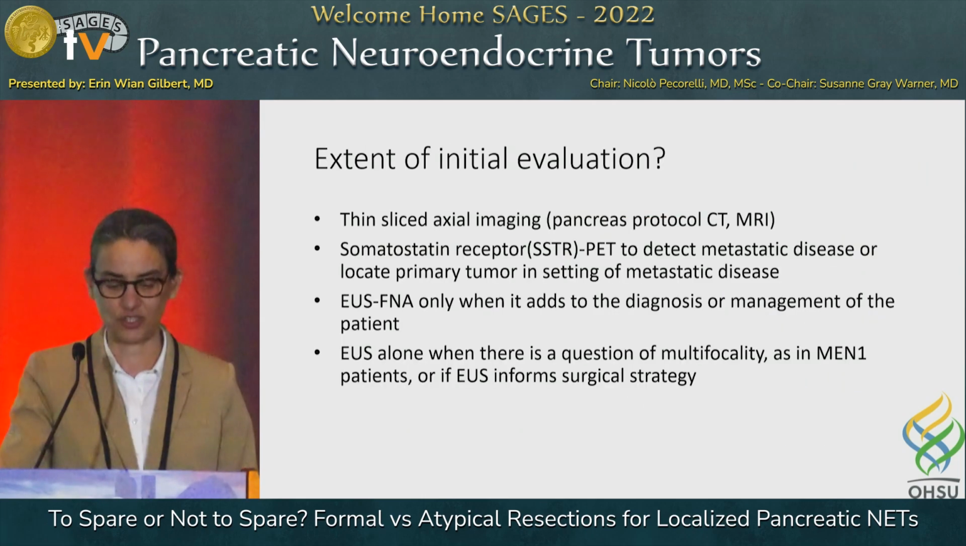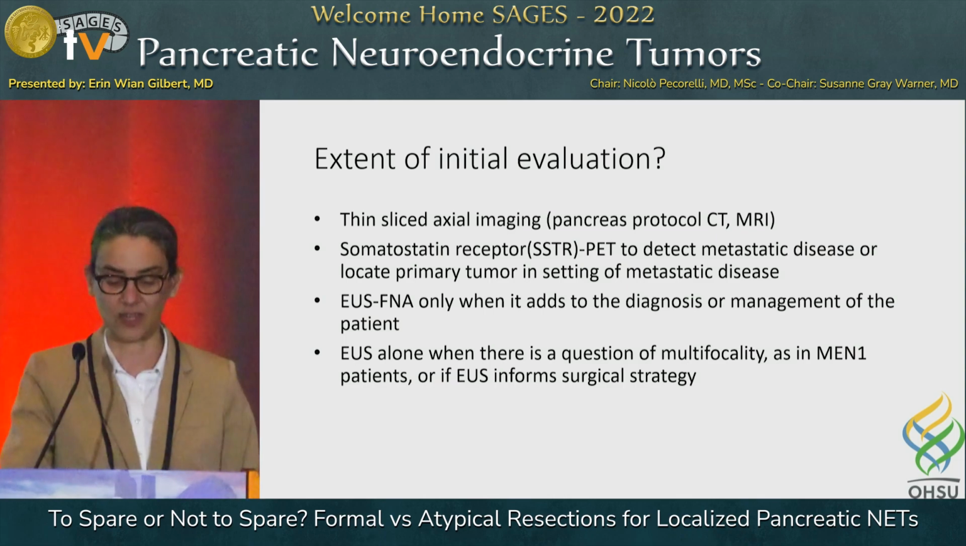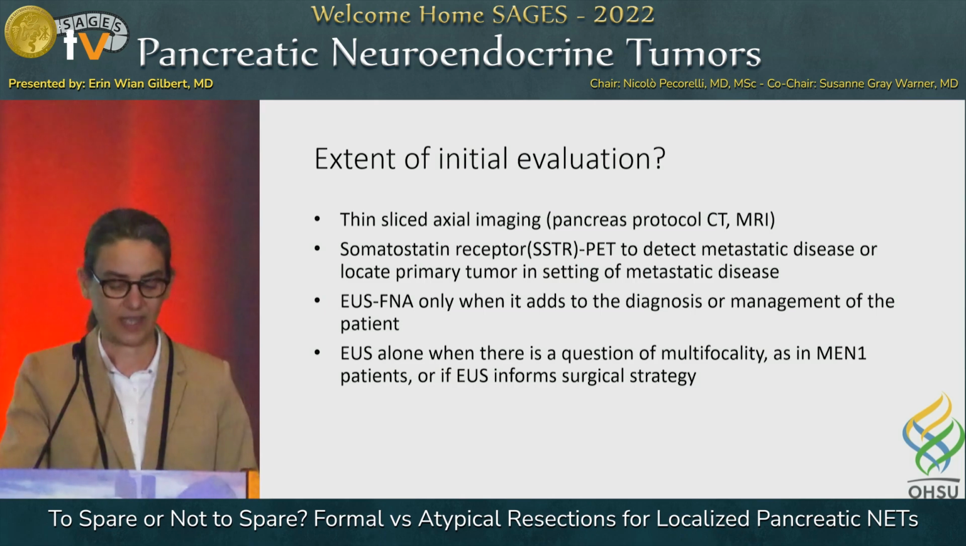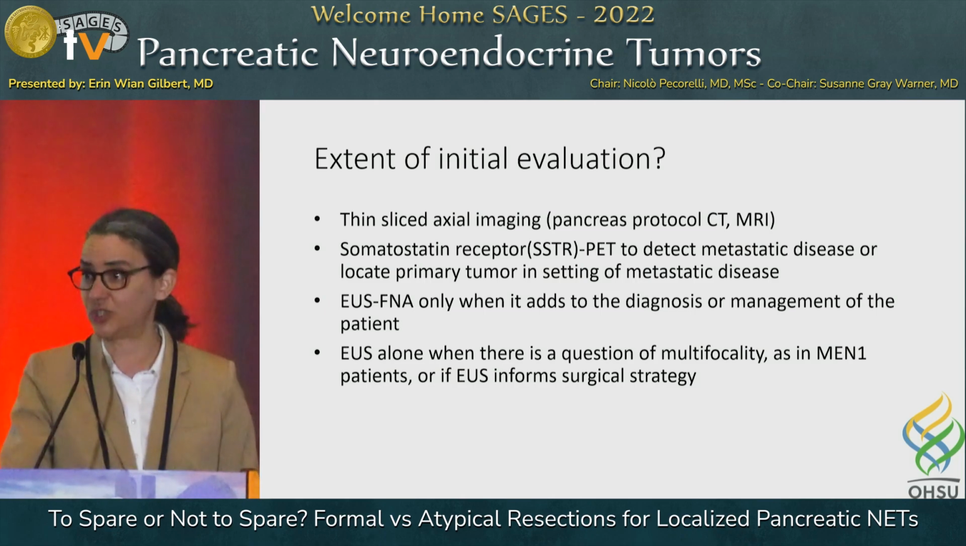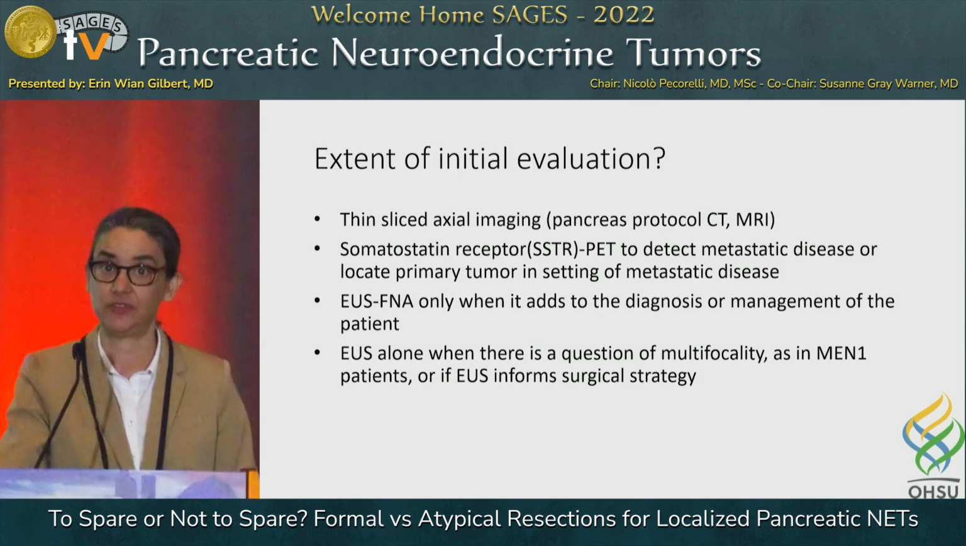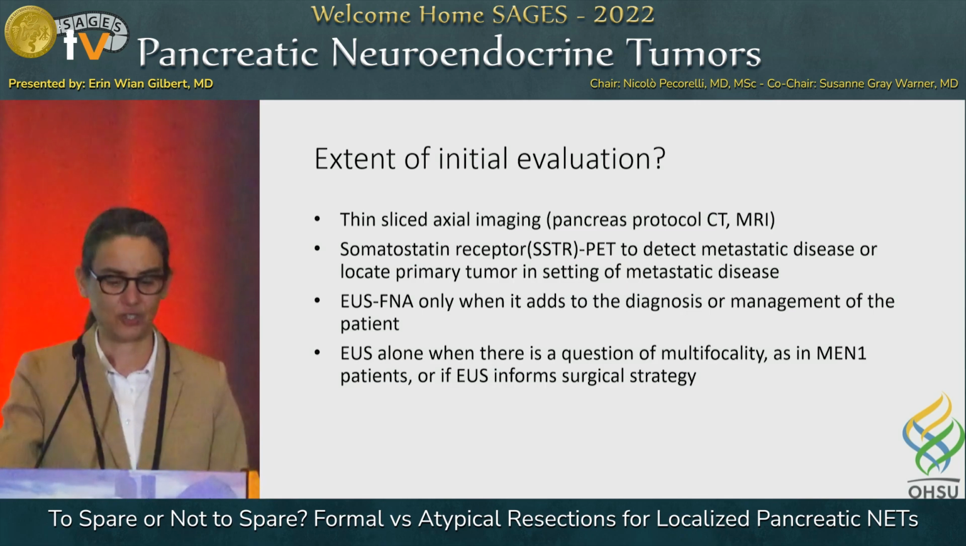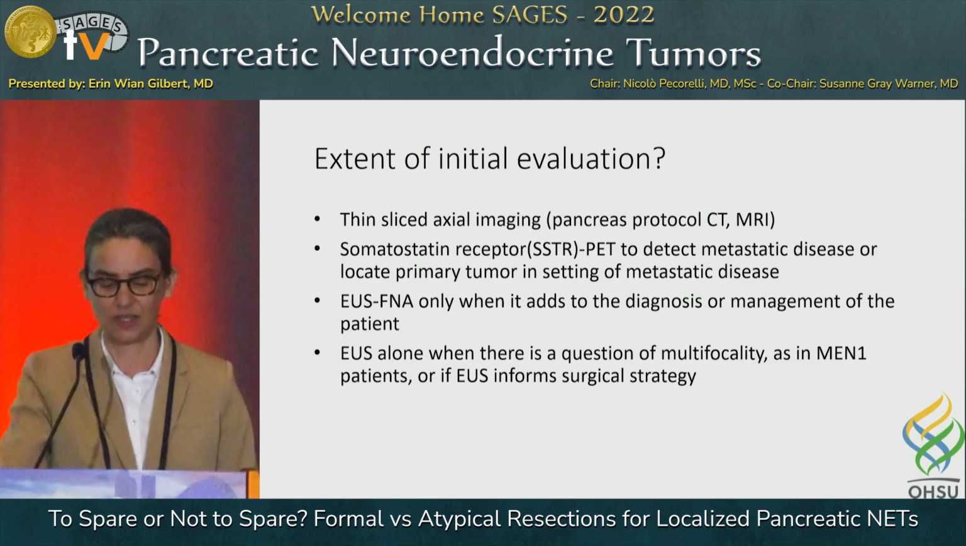So the initial evaluation really consists of high-resolution multi-phase CT scan or contrast-enhanced MRI. Somatostatin receptor or dotatate PET scans are not mandatory for staging, and they have certain limitations. They can't distinguish between small NETs and splenules, for instance, and they also may have false positivity in the head, more so than the tail, and they're very insensitive in identifying insulinomas. It really should be used mainly to detect metastatic disease or to locate primary tumors in the setting of metastatic disease.